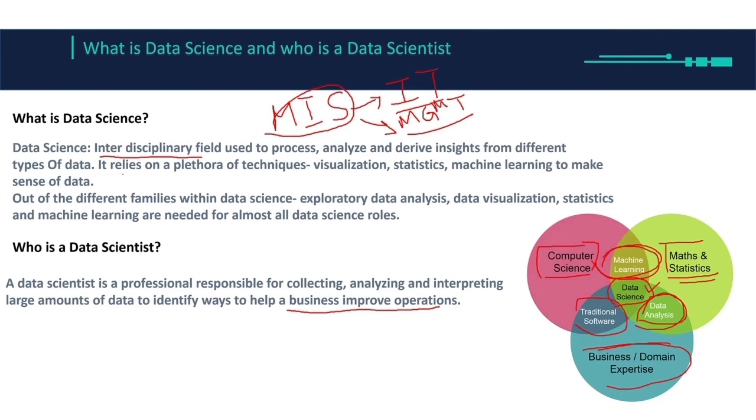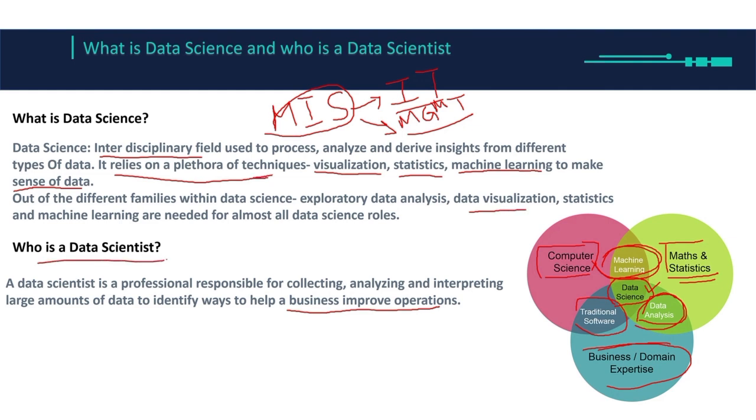Now it relies on a plethora of techniques. You have to visualize the data, you have to use statistics on the data, and you have to build something called machine learning models. When you do all these things, you start getting some sense of that data. Out of the different families within data science, there are qualitative data analysis and data visualization; these are basically the techniques here.